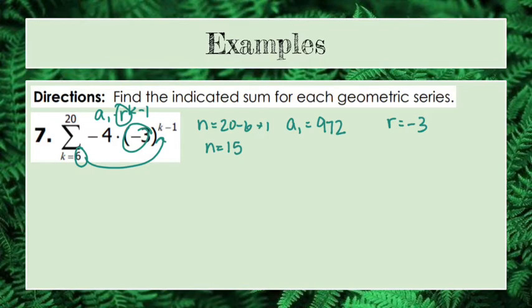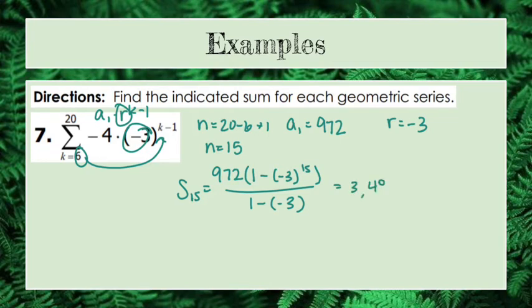Then we are going to plug everything into our formula. S15 is equal to 972 times (1 minus (negative 3) to the 15th power) divided by (1 minus (negative 3)). And when we type all of that into our calculator, we will get 3,486,784,644.